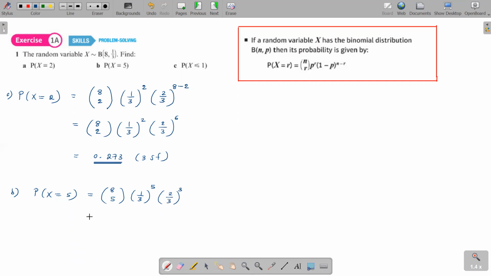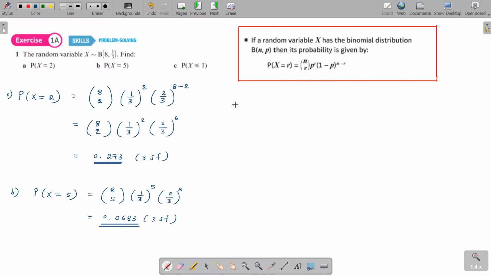Can I know the answer? How much is the answer? 0.06828. It goes on. That means it's 0.0683 correct to 3 SF. Do you agree?